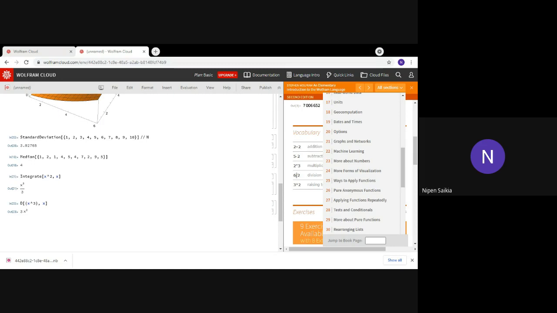So for definite integration, we use the same commands. Suppose I want to integrate this x square from 1 to 2. Our variable is x, then our minimum value is 1 and maximum value is 2. That means it is integration of x squared dx, and the limit is from 1 to 2. Then we'll press shift enter. So it comes out to be 7 by 3, like that.